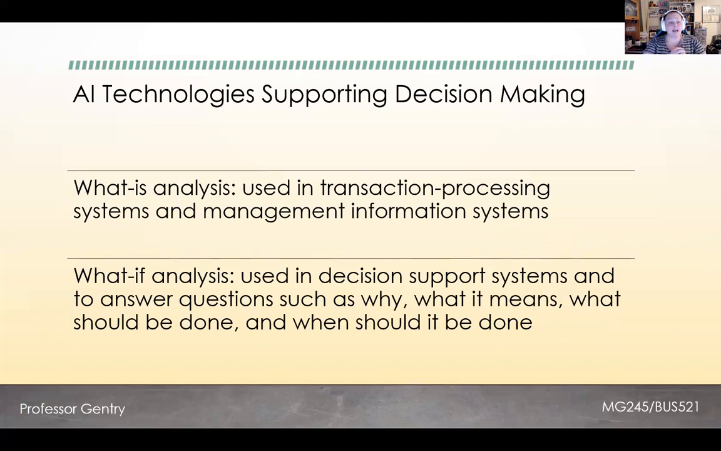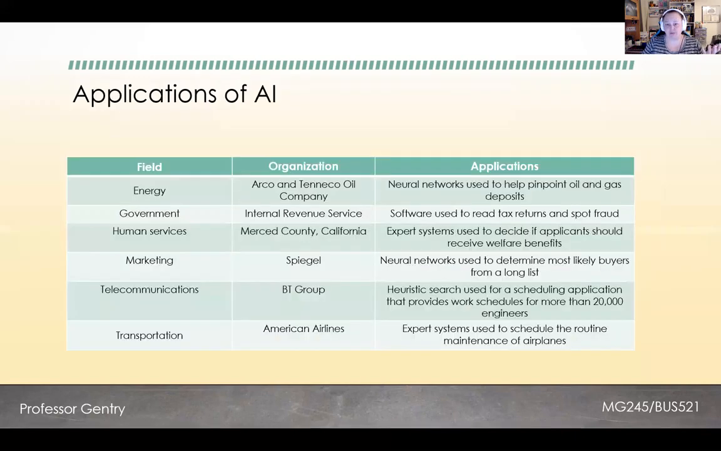AI is used in 2 types of decision-making analyses. The very first one is a what-is analysis. This is typically used for transaction processing. These types of systems cannot predict what might happen in the future. It's definitely based on what is happening currently. The second type is a what-if analysis. In the what-if analysis, the effects of change in one or more variables can be monitored so you can see what those changes are doing to the system as a whole. This type of system is going to answer questions like why, what does it mean, what should we do, and when should we do it.